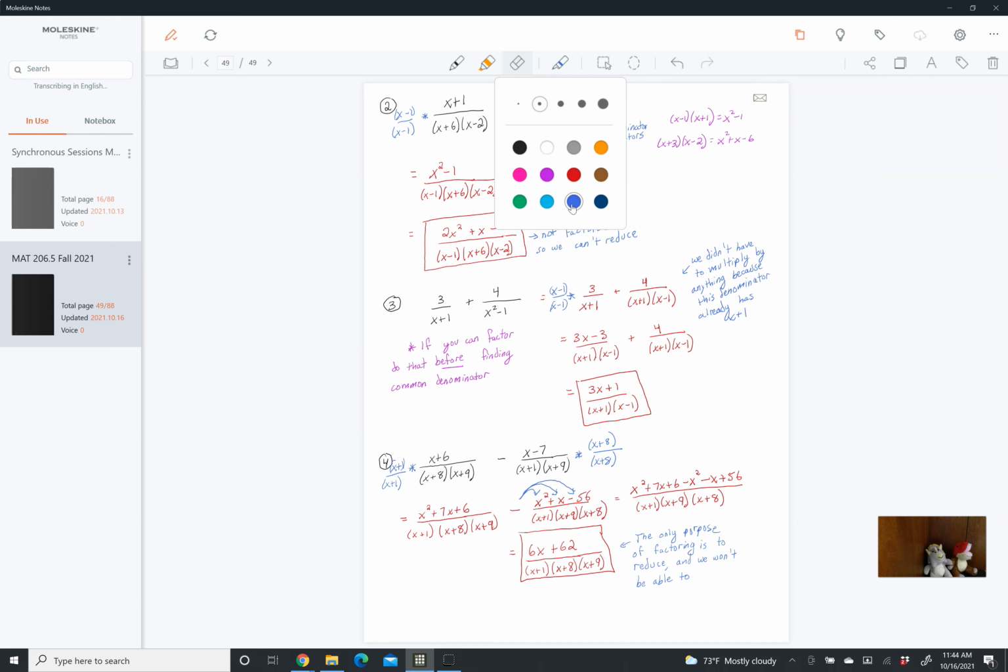So even though 6x plus 62 can be factored into 2 times, in parentheses, 3x plus 31, 3x plus 31 can't be canceled with anything. So we don't have to bother doing that. Okay. Let's take the next one. So in the next one, you'll see why factoring at the beginning is necessary.